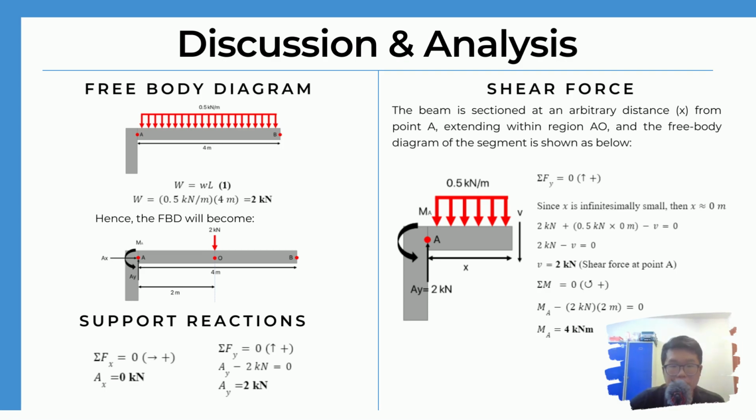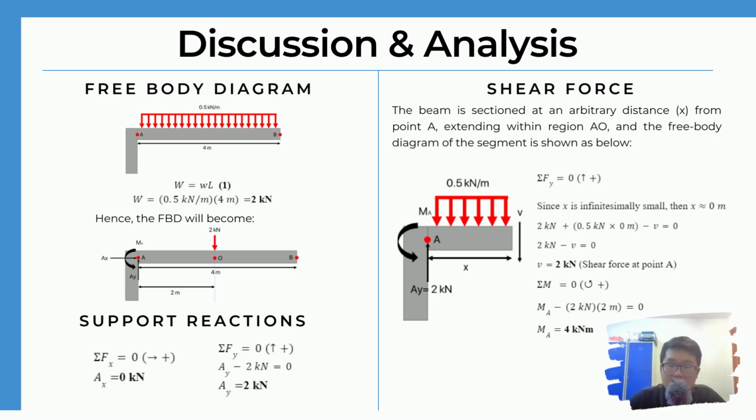The second step is to calculate the support reactions at point A. By using the equations of equilibrium, we can get Ax equals 0 kN and Ay equals 2 kN. The third step is to calculate the shear force. To calculate the shear force, we will take a random cut section at an arbitrary distance from point A, extending within the region AO. By applying summation of Fy equals 0, we can get V is 2 kN, which is the shear force at point A.